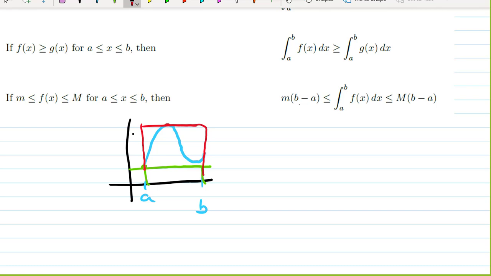Because it says if you take the smallest value of the function and make a rectangle, that has to be less than the value of the integral. If you take the largest value that ever comes out of the function and use that as the height of a rectangle, the integral has to be less than that. And the integral itself is trapped somewhere in between those two values. So in terms of a picture, that last one makes a lot of sense.